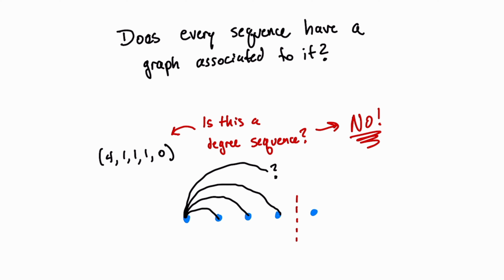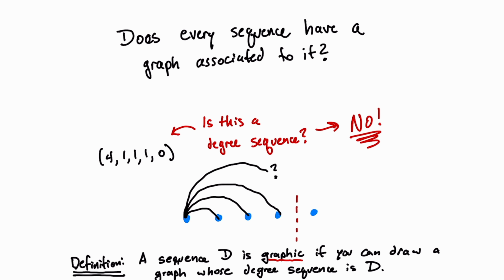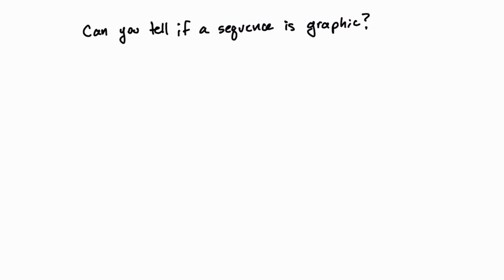Now you might say, what if I exclude 0 from my sequence and I look only at positive integers? Well, the answer is still no. I'll let you come up with an example on your own. Actually, that'd be good practice. So that leads us to a definition. A sequence, which I'll call D, is called graphic if you can draw a graph whose degree sequence is that sequence D.